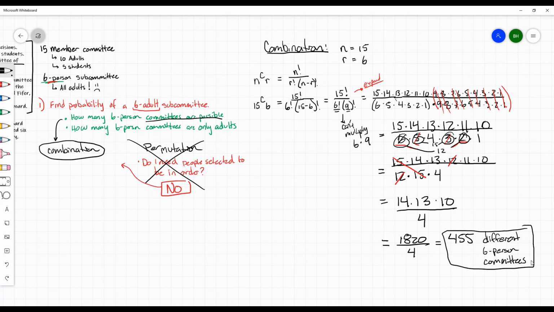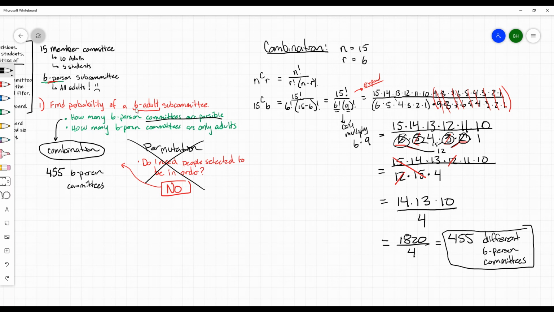Okay, so we're going to use this to answer the problem. Now, this is part of the mathematical process that helps set up for us to calculate the probability. So here we're going to use this information of 455 different 6-person committees. And over here, I'm going to write that: 455 possible 6-person committees, okay?